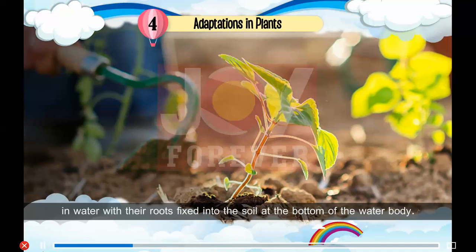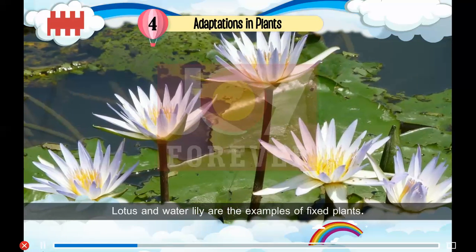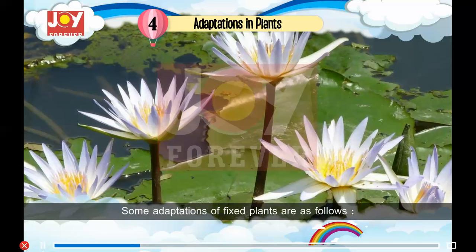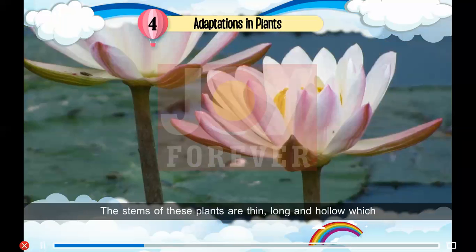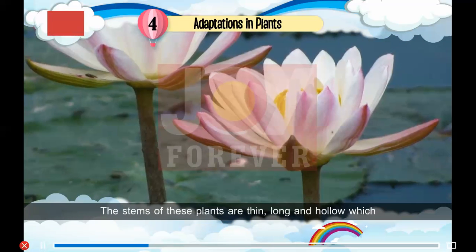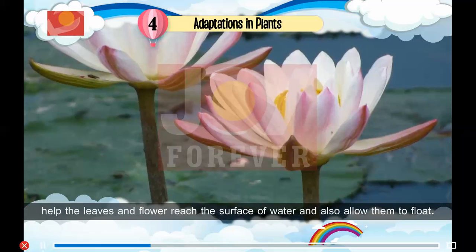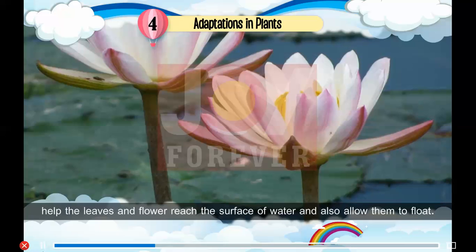at the bottom of the water body. Lotus and water lily are the examples of fixed plants. Some adaptations of fixed plants are as follows. 1. The stems of these plants are thin, long, and hollow, which help the leaves and flower reach the surface of water and also allow them to float.